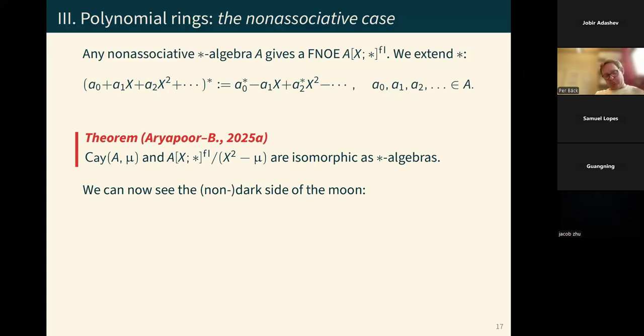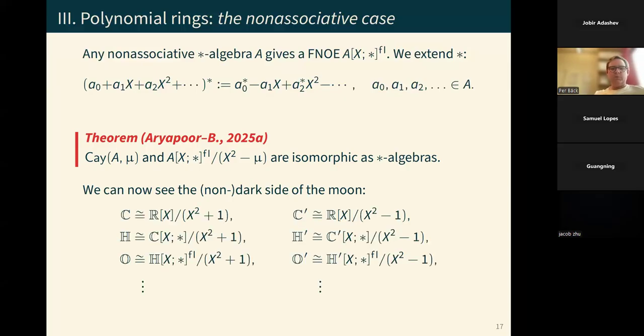So, I mean, you can now see the bright side, or if you are inclined to the other version, the dark side of the moon. For instance, all these real normed division algebras can now be described as quotients of polynomial rings. To me, this explains what's going on in this Cayley-Dickson construction: in each step, you add this element x, which squares to -1, and you twist the multiplication with the involution.